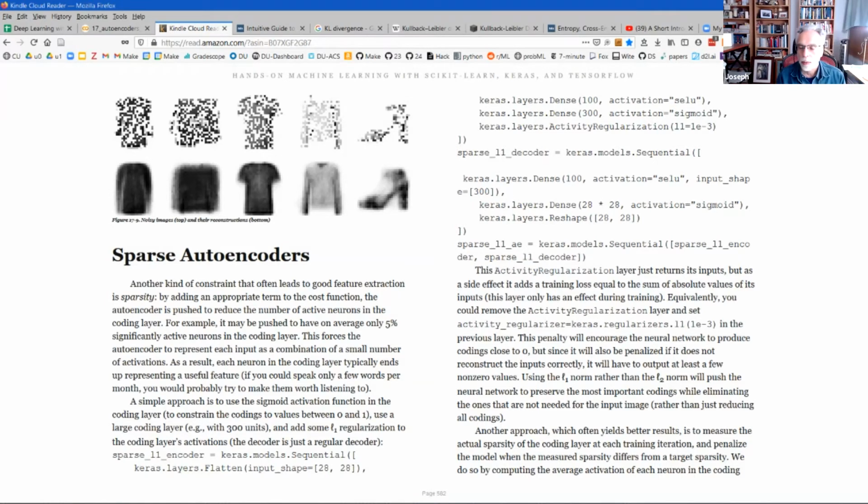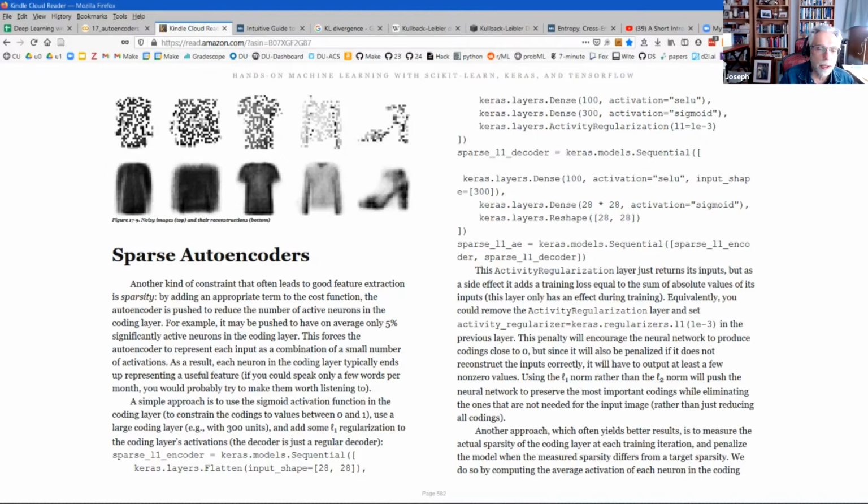But as we always find out when we read Geron, it's never easy. He always finds another tweak that makes it even better. So the other tweak is, he says, to measure the actual sparsity of the coding layer at each training iteration, and then penalize it if it's not right. You set what you want the sparsity to be, and then you penalize it if it's not close to what you want the sparsity to be.